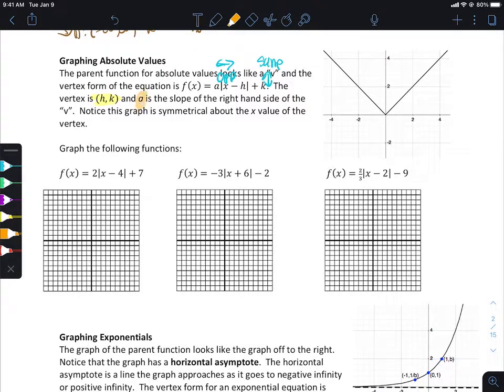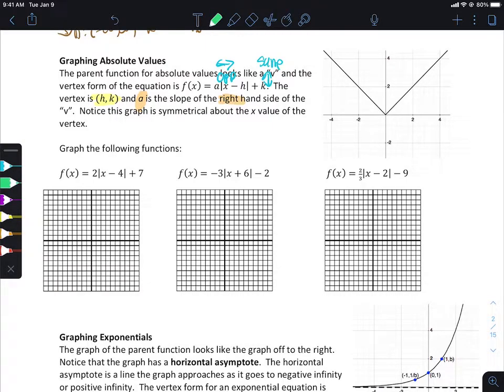The A value is always what affects our steepness. So in the absolute value, the steepness is the slope of the right-hand side. So it has to do with the right-hand side so you get the correct way. If A is positive, it's going to be opening up. If A is negative, it's going to be opening down. If the absolute value of A, so you're essentially looking at A without the sign, is more than 1, then it's going to be skinnier or a vertical stretch. If it's less than 1, it's going to be wider or a vertical shrink.